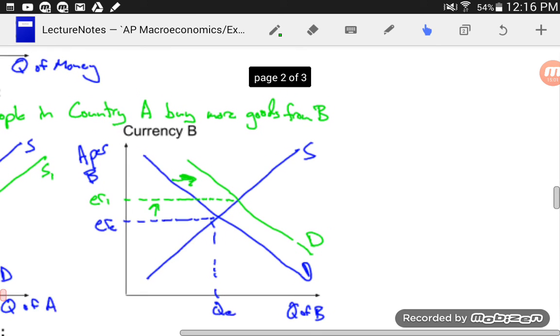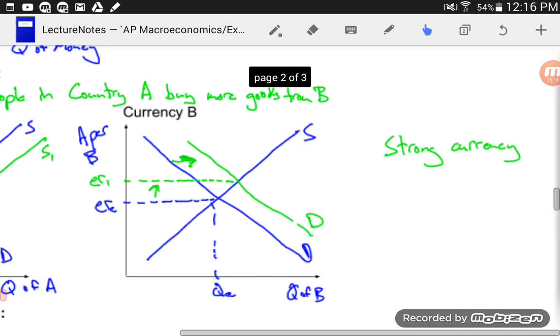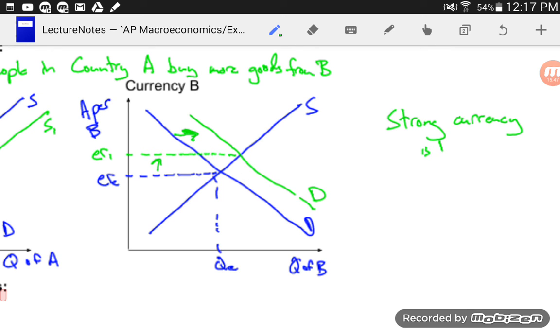Well, the strong currency. So in this case, country B has a strengthening currency, a strong currency. I'll make sure I'm saying this correctly here. A strong currency, is that good for importers or is that good for exporters? Well, as their currency is getting more and more expensive to buy, it's going to be harder and harder for people who export goods from country B to export them. So a strong currency is bad or hard on exports and is good for imports.